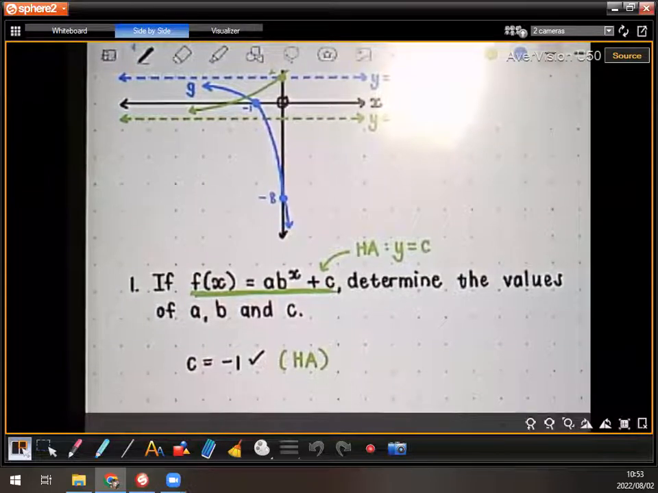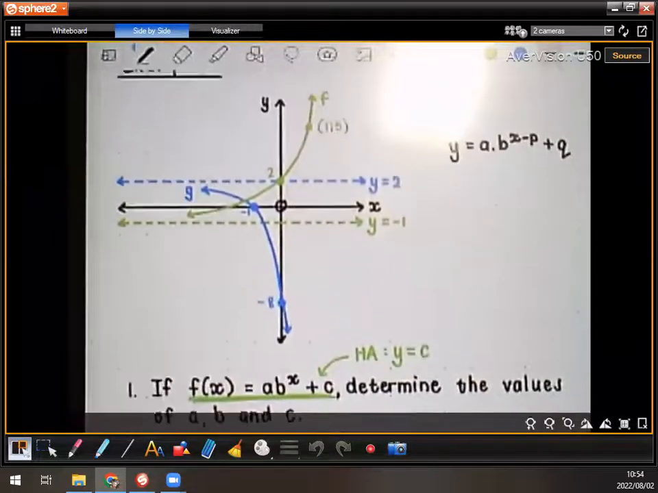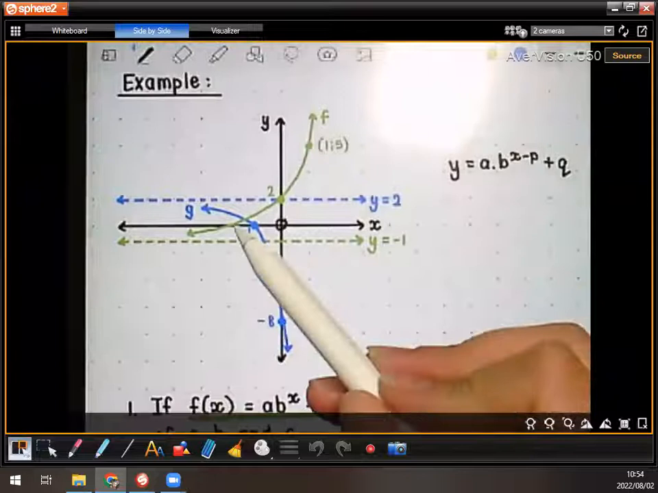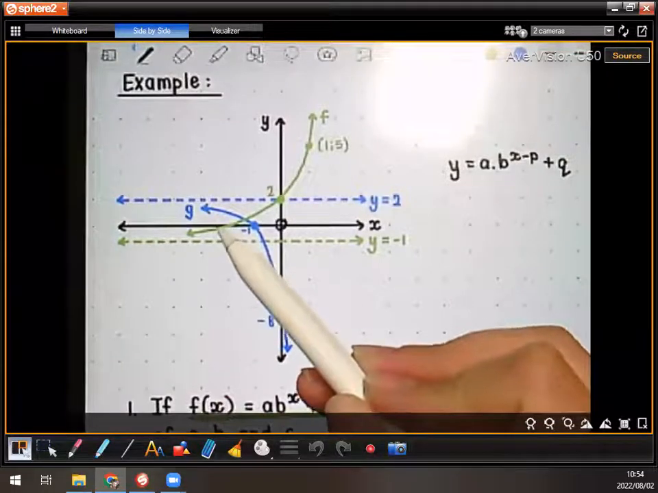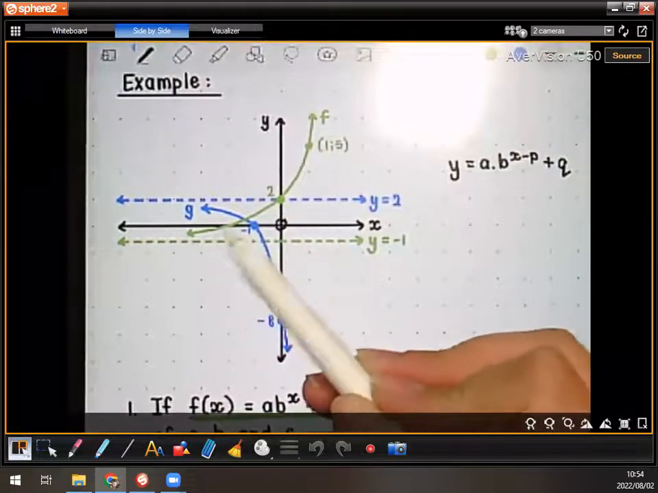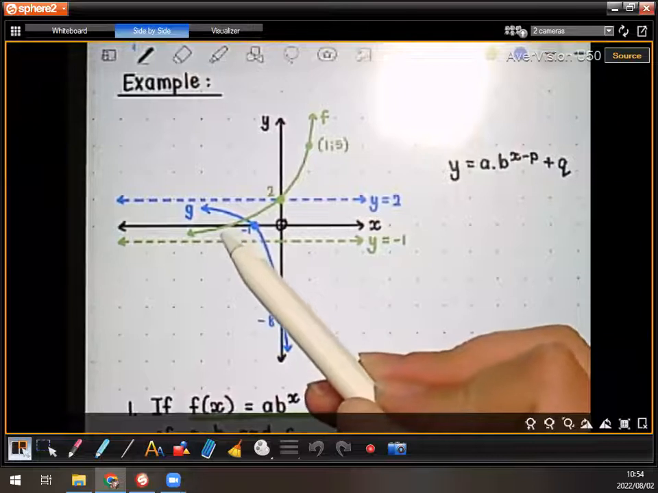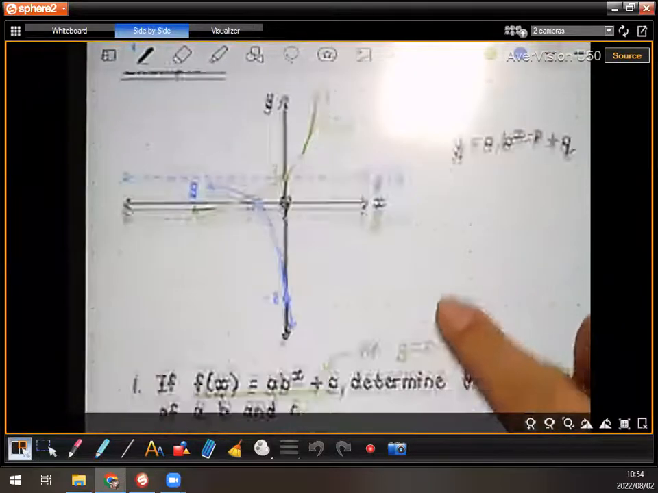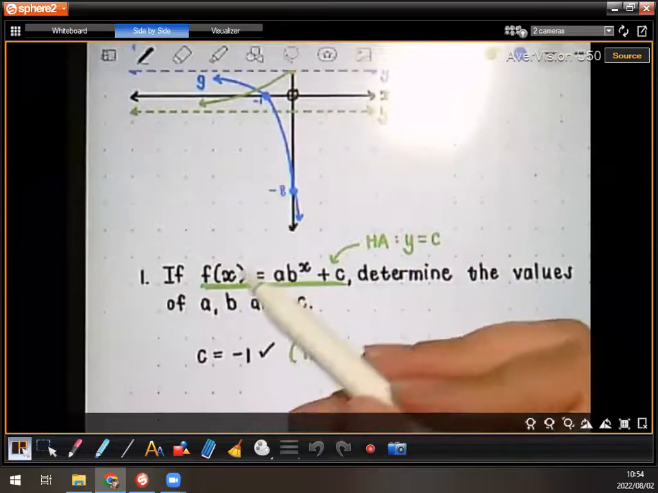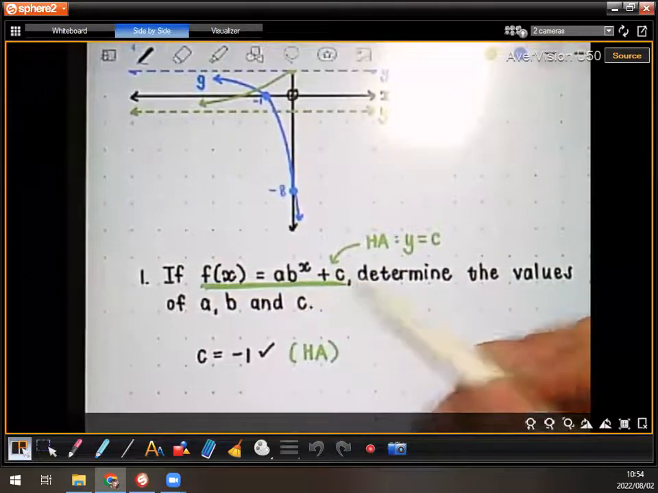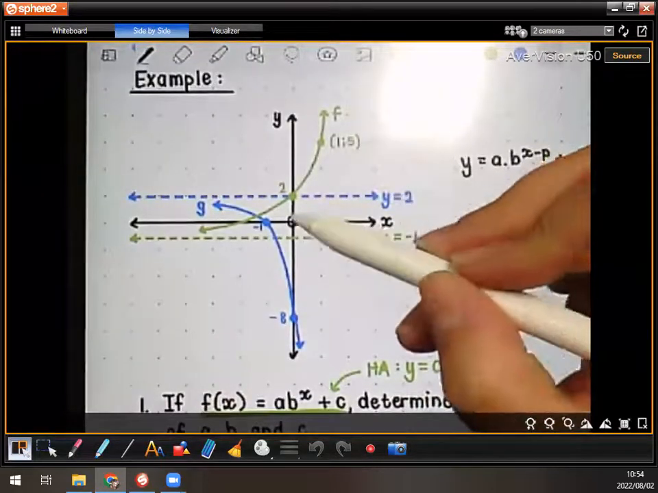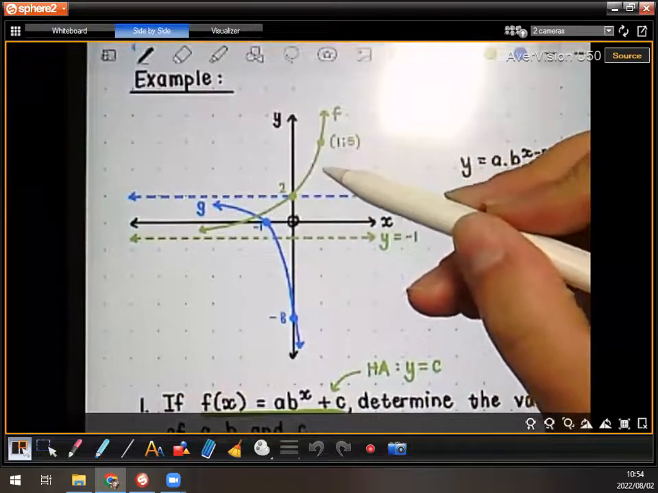Just for recognizing that your asymptote is the C value. Now let's look at what else they've given us here. We have 2 points. You see that they haven't given us the x-intercept, right? We can see that it has an x-intercept, but they didn't tell us what that point is. But that's okay. We have 2 variables still to find, right? A and B, we've already found C. And they've given us 2 points, which is perfect.